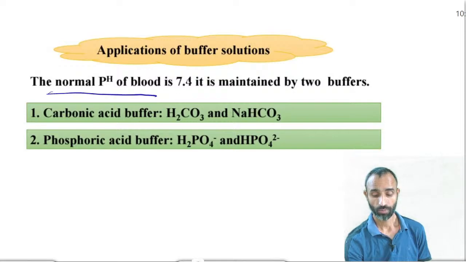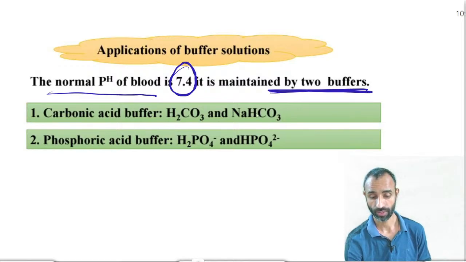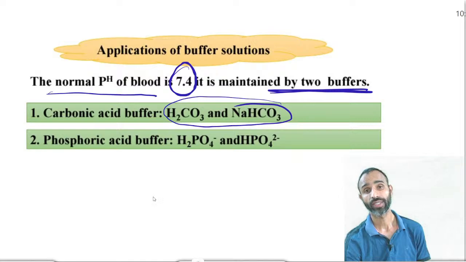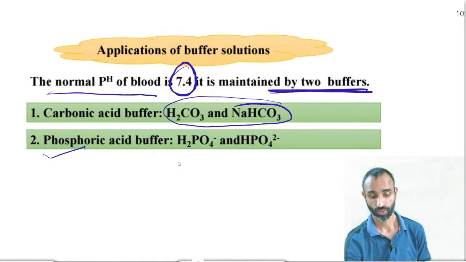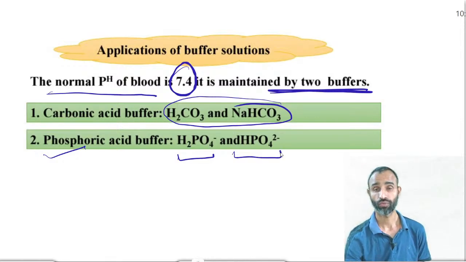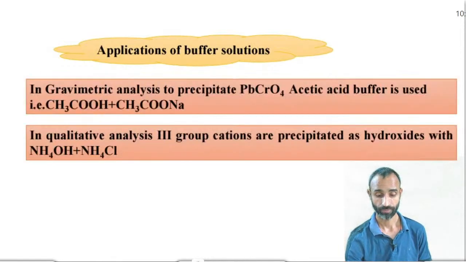Normal pH of blood is 7.4. It is maintained by two buffers: carbonic acid buffer, that is most common, H2CO3 and NaHCO3, and phosphate buffer, that is H2PO4 negative and HPO4 2 negative.